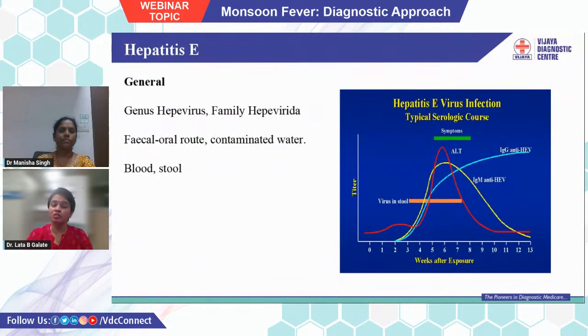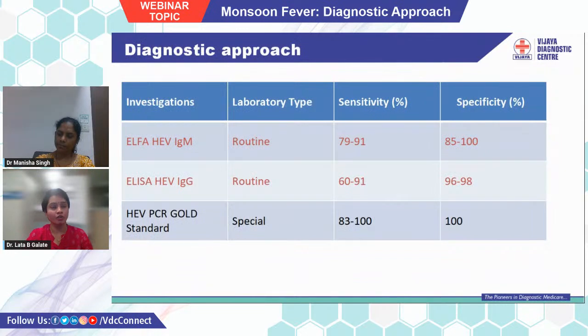Another diarrheal disease caused by the hepatitis E virus is also important, which is mostly fatal in pregnant women. It is caused by a hepatitis family virus. The transmission is also by the fecal-oral route. The most important diagnostic test is the IgM for HEV, by ELISA. It has a sensitivity of 91% at max and specificity of 100%. PCR can also be done for the virus, wherein the sensitivity for PCR is 100% and specificity is 100% too.